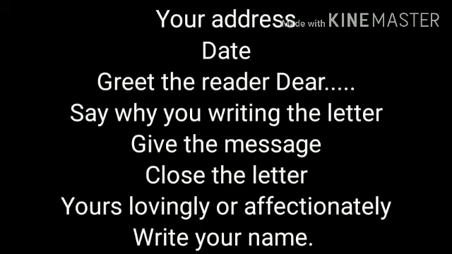You are writing the informal letter only to a close person who is very close to you, isn't it? So you can use what? Yours lovingly or affectionately. Okay children, yours lovingly. You have to mention your name after that. Okay, so after writing yours lovingly, in the next line you have to write your name. Okay children, did you understand the first format to write informal letter? Yes, I hope you all understood the format.